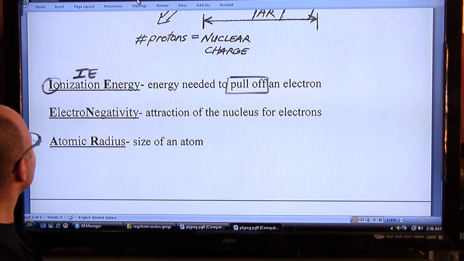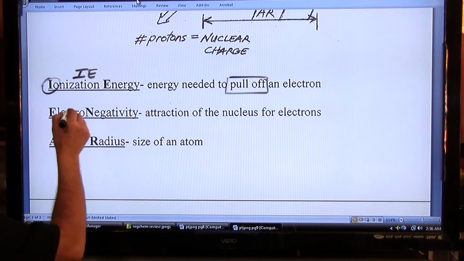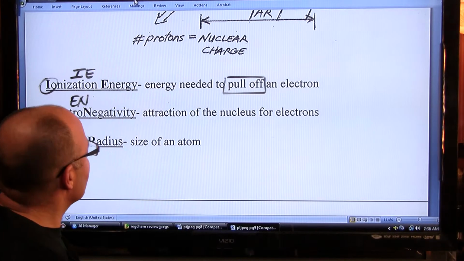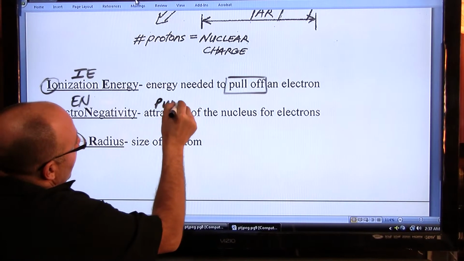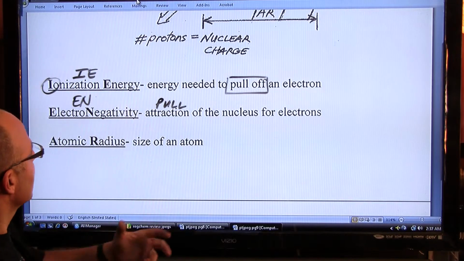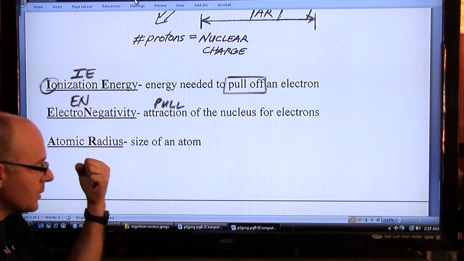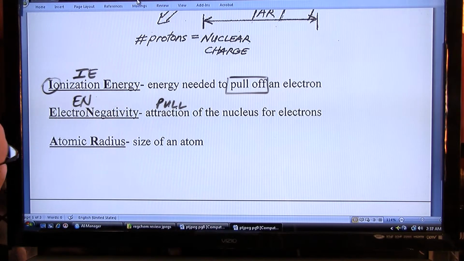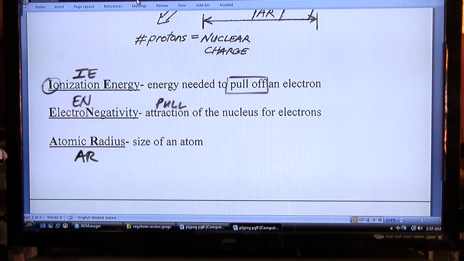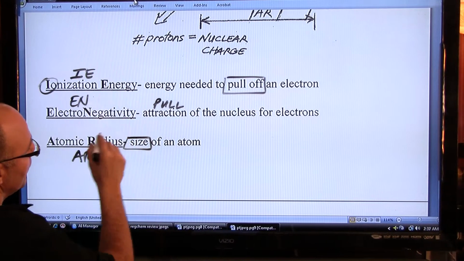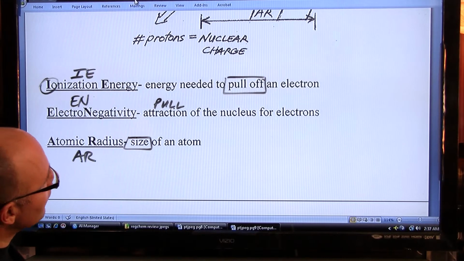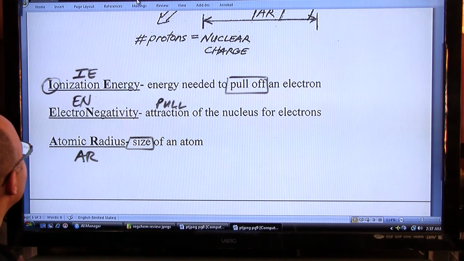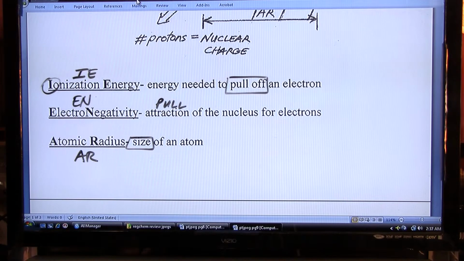In your table S, then the electronegativity, the EN, is the attraction of the nucleus for electrons, or the pull of the nucleus, if you want to play on these words. So the nucleus pulls on the electrons, and the ionization energy is what you need to pull off the electrons. And then again, the atomic radius is the size of an atom. The larger the atomic radius, the larger the size of the atom. You can look at table S where you have these properties listed, and we're going to play with that in a second. Okay? Now let's continue.